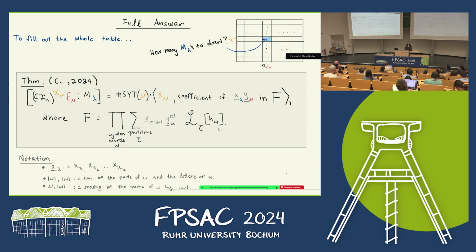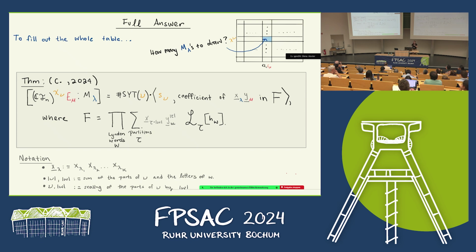I guess these W's are words, so like W1, W2 through Wn, where W1 through Wn are just integers. So I'm thinking of HW as H_{W1} times H_{W2} times H_{W3}, where H is the homogeneous symmetric functions.